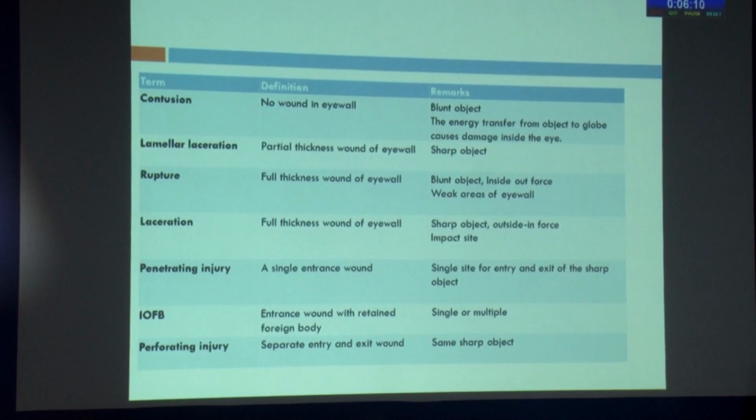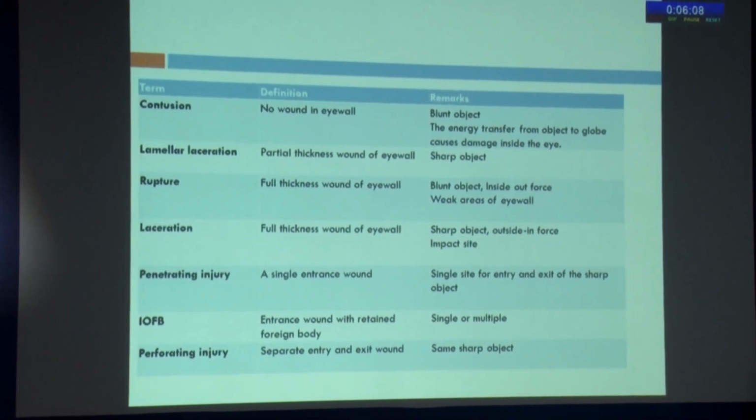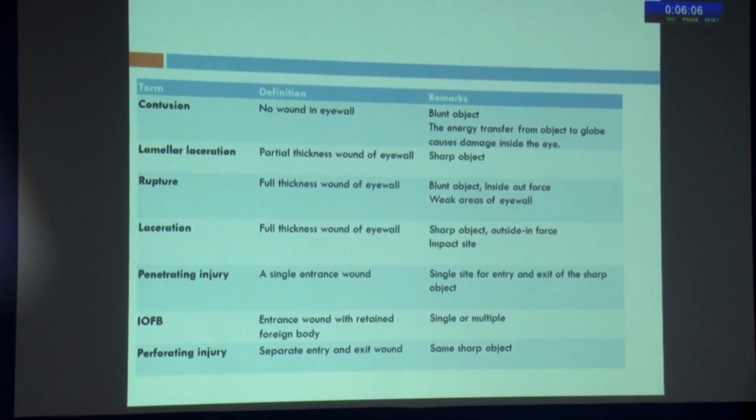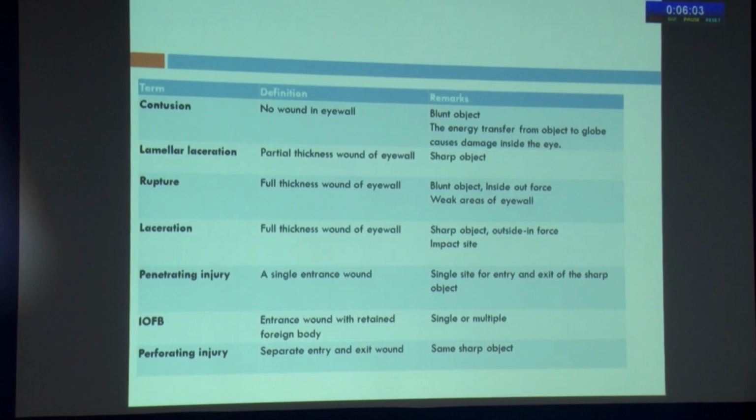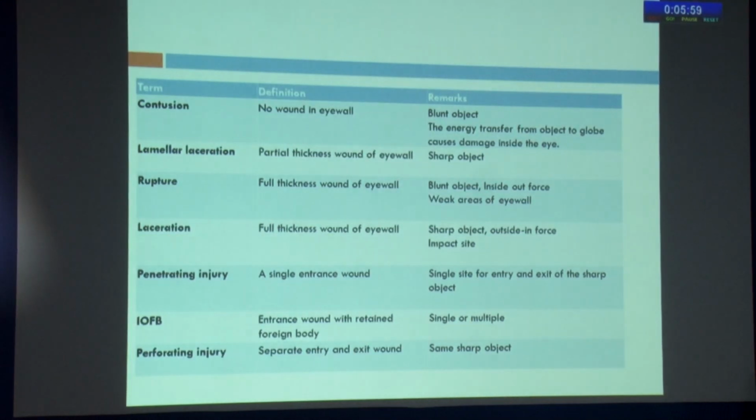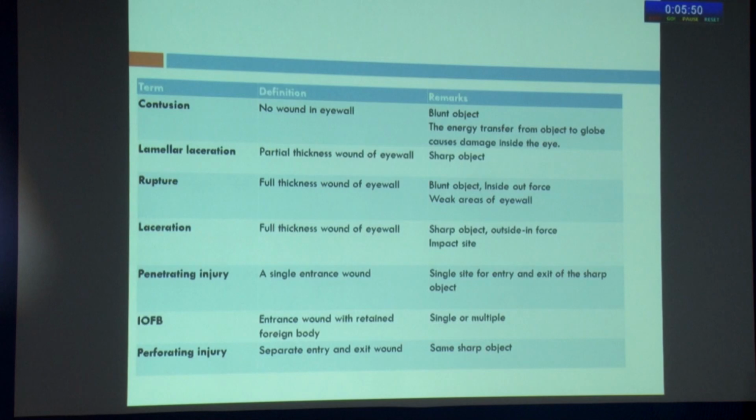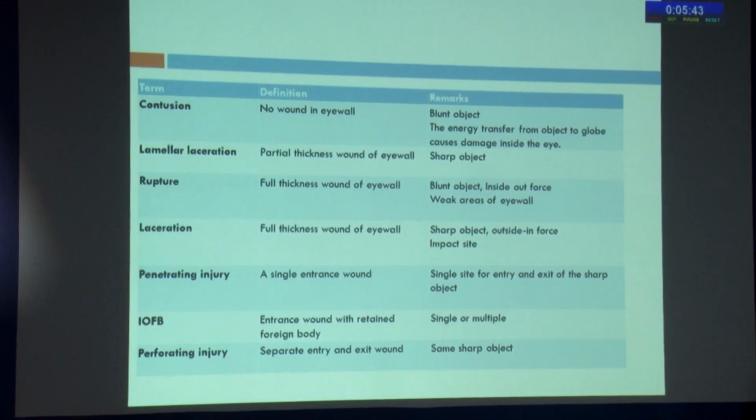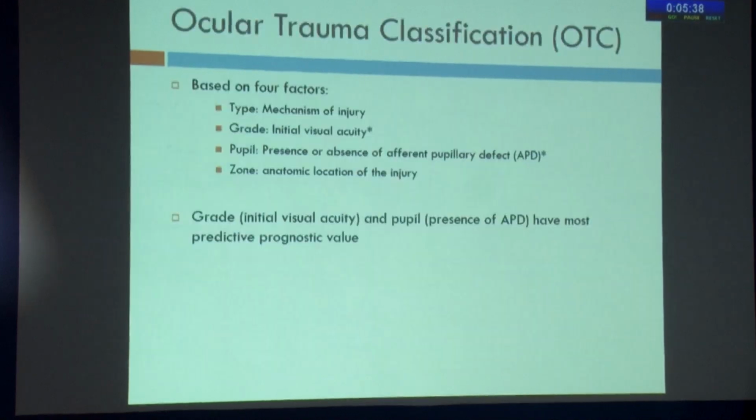Rupture is a full thickness wound of the eyeball which is caused by a blunt object and is due to an inside-out force. Usually happens at weak areas of the eyeball. Laceration is a full thickness wound of the eyeball which is due to a sharp object and is an outside-in force. Penetrating injury is a single entrance wound due to a sharp object. Intraocular foreign body is when there is a foreign body inside the eye, either in the anterior segment or in the posterior segment or impacted in the retina. And a perforating injury has a separate entry and an exit wound. The injury is caused by a sharp object.